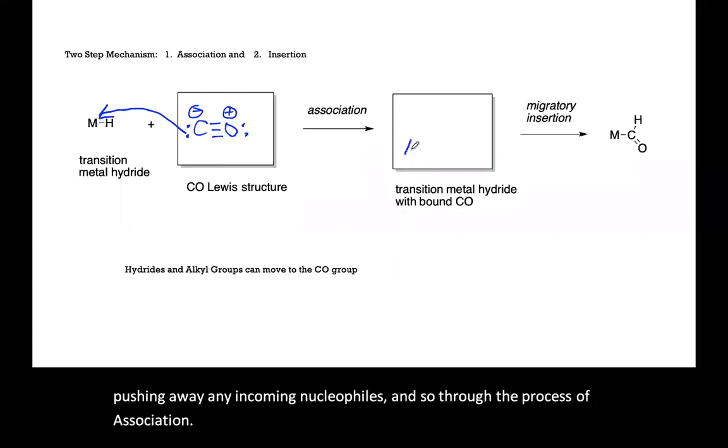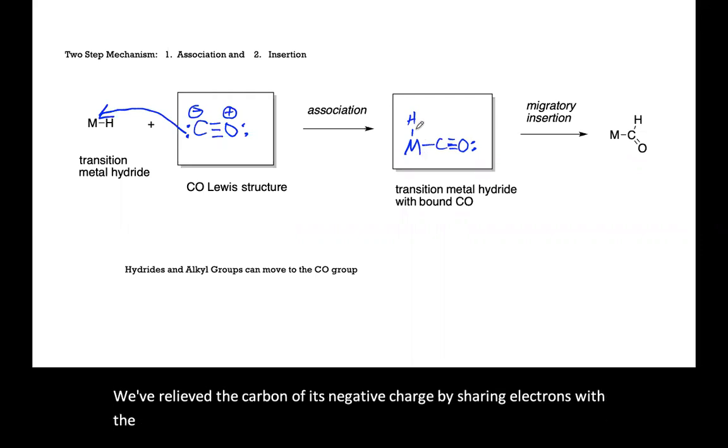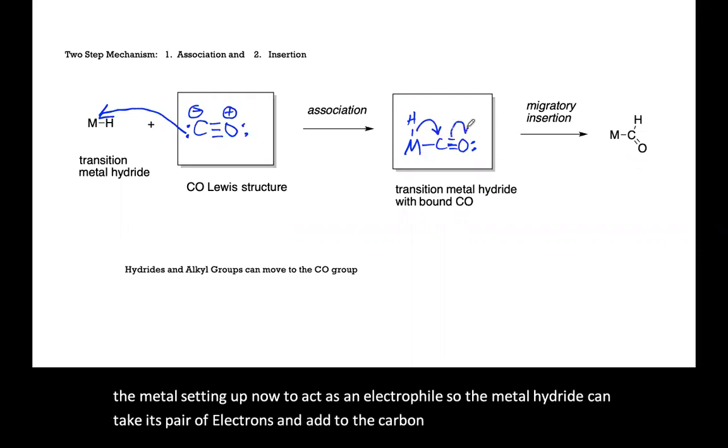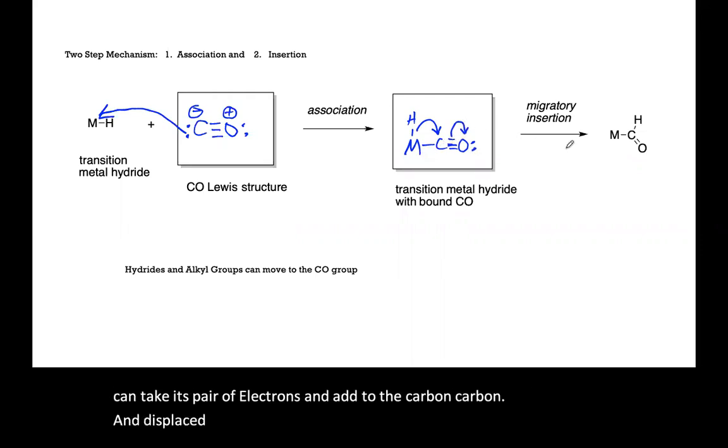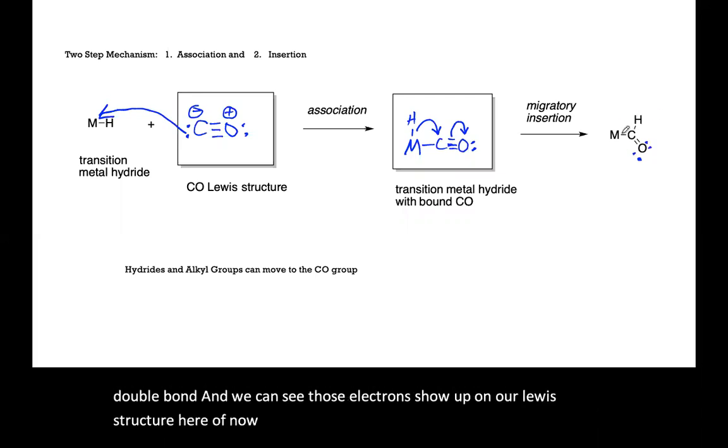And so through the process of association, we can draw the metal hydride complex. We've relieved the carbon of its negative charge by sharing electrons with the metal, setting it up now to act as an electrophile. So the metal hydride can take its pair of electrons and add to the carbonyl carbon and displace those electrons in the pi bond, going from a triple bond to a double bond. And we can see those electrons show up on our Lewis structure here of now an aldehyde ligand attached to the metal.